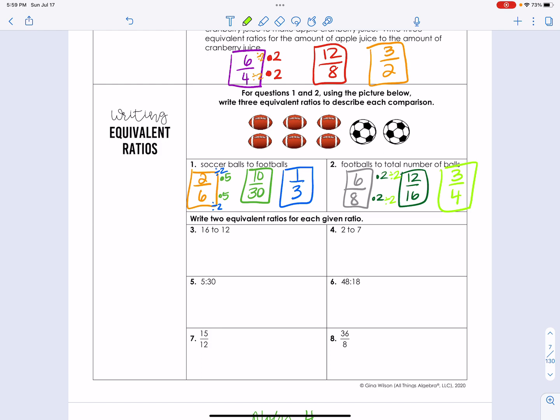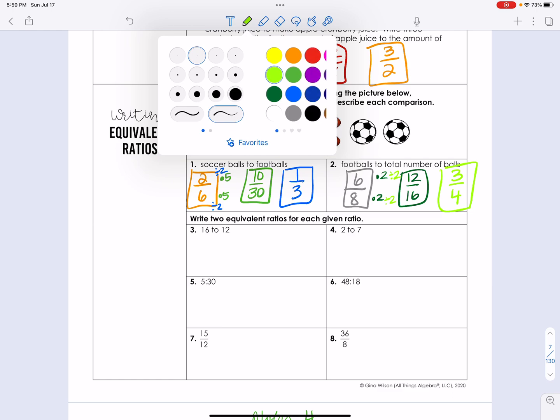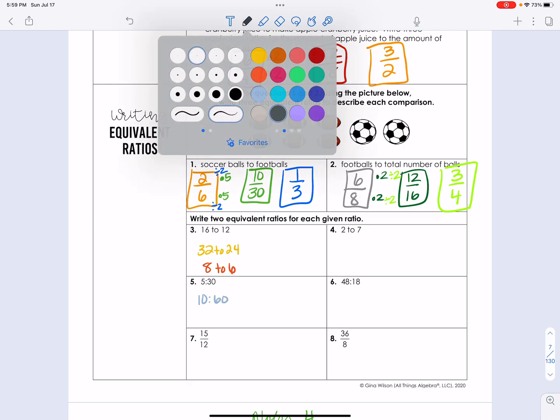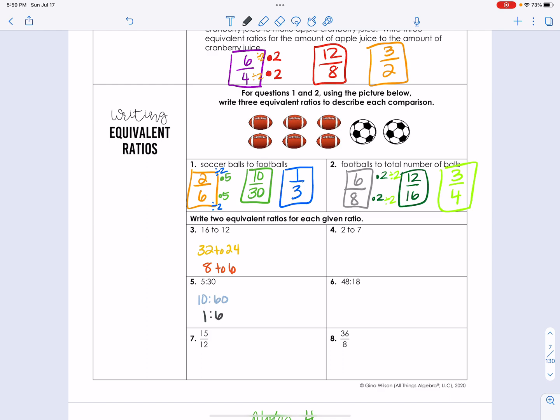Okay. So the next one wants you to write 2 equivalent ratios for each ratio. So I'm going to do some of these and then I'm going to have you do them. If it's written like this, 16 to 12, if I times them by 2, that would be 32 to 24. Leave it in the same form. Or if I divided them both by 2, that would be 8 to 6. On the next one, if I times them both by 2, I'm going to leave it in the same form. That would be 10 to 60. And I can't divide by 2, but I could divide by 5. Wouldn't that be 1 to 6?